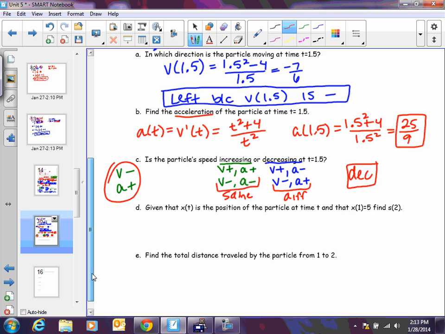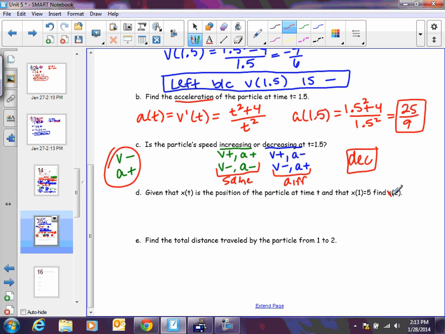All right, so let's look at D. By the way, D, this little S right here should be an X. That's a mistake. A lot of times for position, we use S. On this problem, they're using X. So they're saying, given that X of t is the position of the particle, and they give us some information, but we need to find X of t first.